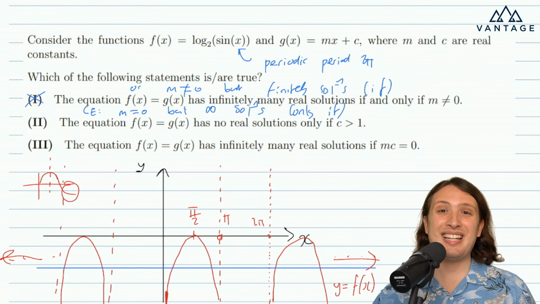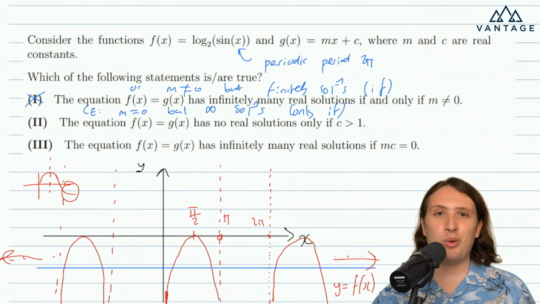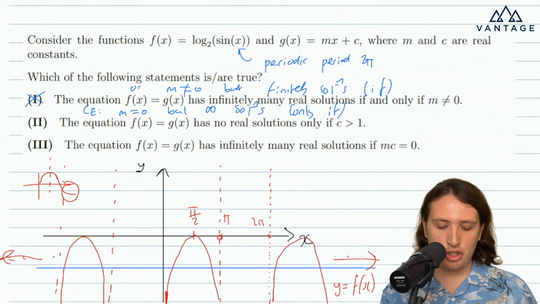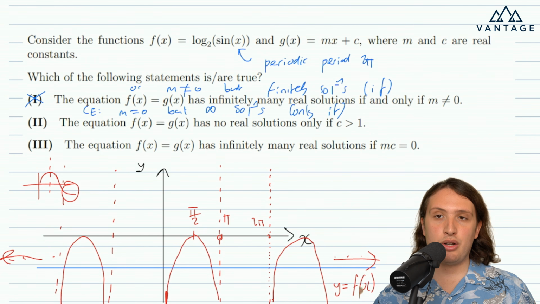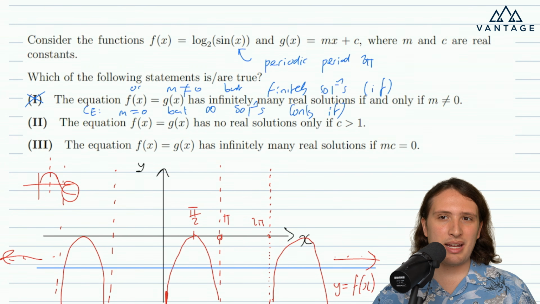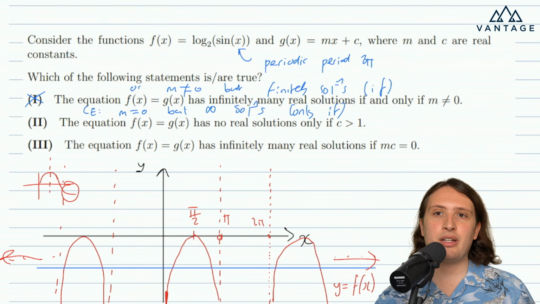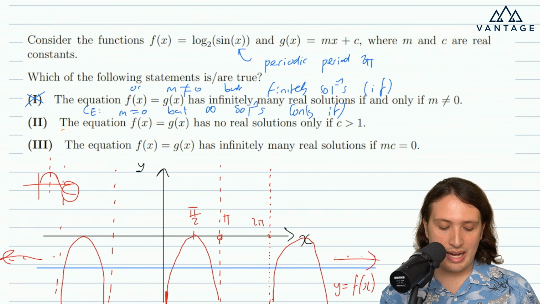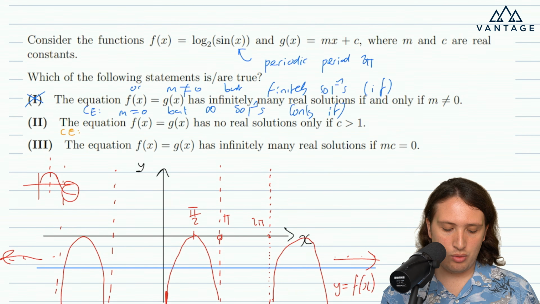And because it's an if and only if, once we've punched a hole in either of them, the whole statement's wrong, so we don't even need to worry about the if. Okay, what about statement 2? So statement 2 says that there are no real solutions only if C is bigger than 1. So we're saying that unless we have C bigger than 1, there's no chance of having no real solutions. So again, let's be really concrete. What would a counterexample look like?